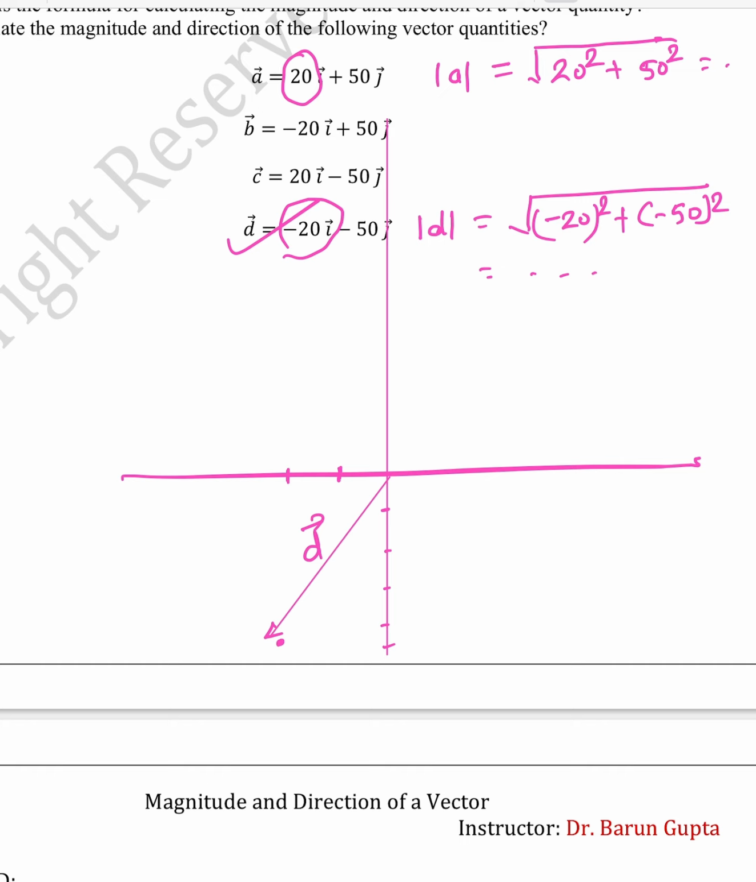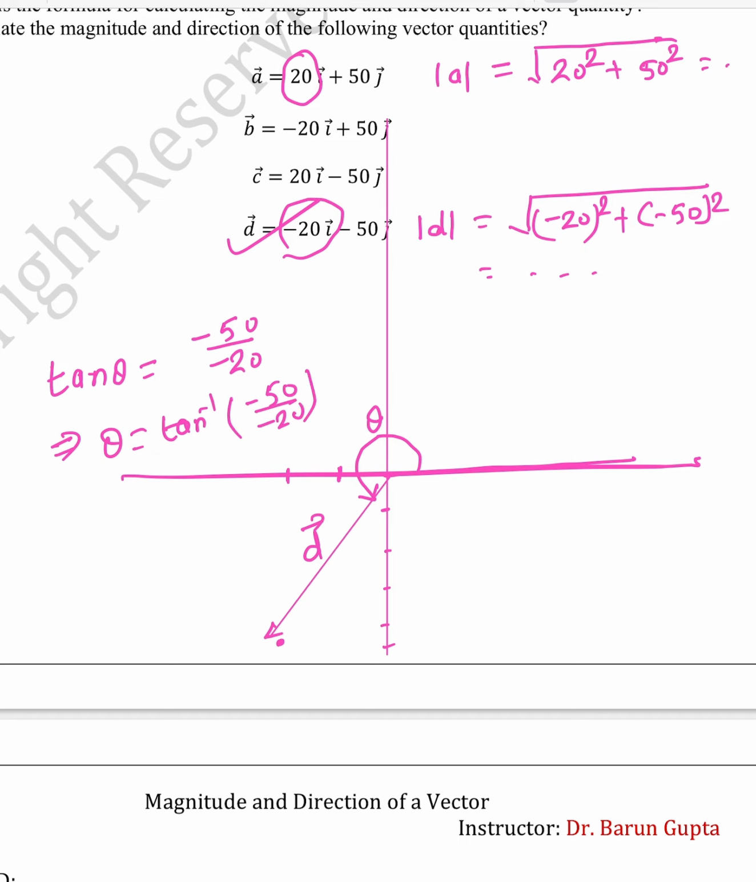So tangent theta, how do I find it? Let's call this my x-axis, so I can call this angle theta. Tangent theta, remember, is the y component divided by the x component, so negative 50 divided by negative 20. Then theta would be tangent inverse of negative 50 divided by negative 20.